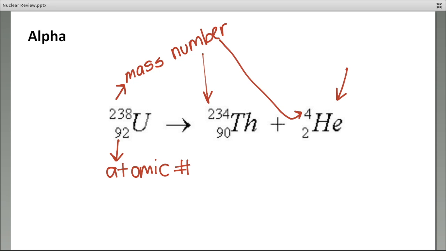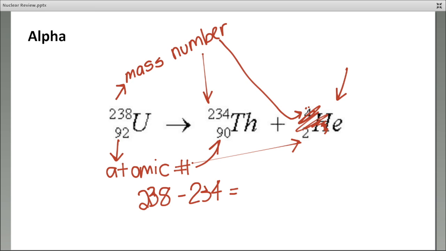So like I used to teach my students that sometimes they would have a formula and they wouldn't give you this part. Okay, so you could do, let me see if I can get a 2. You could do 238 minus 234, and you get 4, and that's that top number right there.